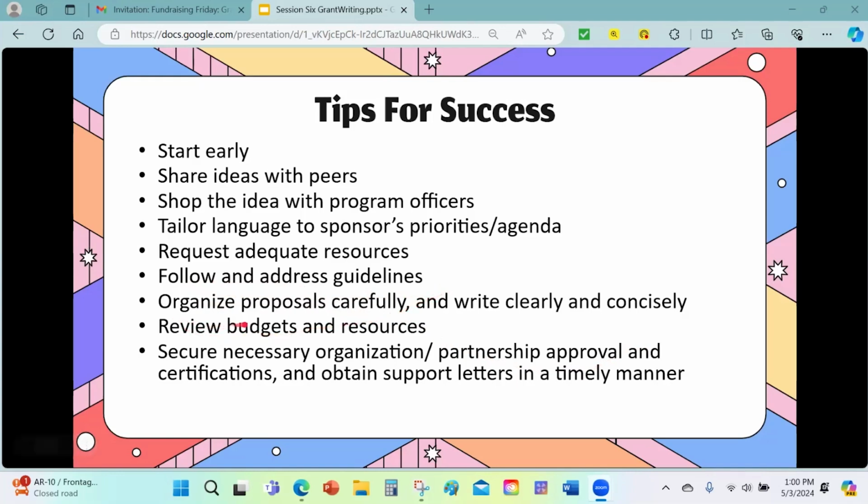You want to do the best you can to organize your proposal carefully, to write clearly and concisely, to triple check your budget. I'll tell you, budgets are hard for me. I struggle on that the most, right? So do your best on your budget. Make sure all the numbers add up. And then if you're going to include a partnership with your grant, you want to make sure you start early with that partnership. Back up to our first tip for success: you start early so you can have those letters of approval or letters of support in time for the submission.